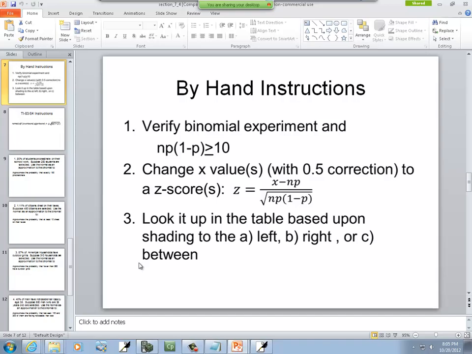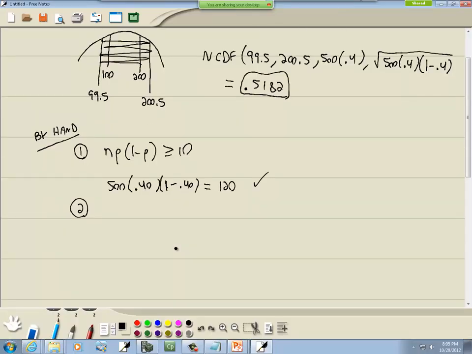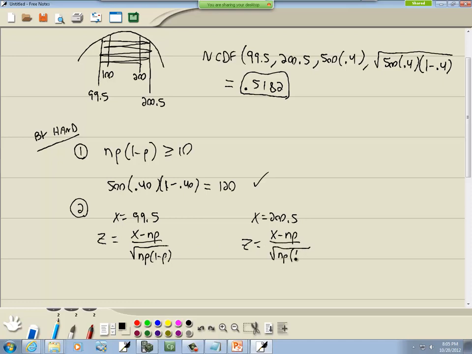Second step, change your x value with the correction to a z-score. Now in this particular one, we have two x values. So we have x is equal to 99.5, and we have x is equal to 200.5. We'll change them both to a z-score. So this will be, let me write my formula down first. Sorry about that. Z is equal to x minus n times p over the square root of n times p times 1 minus p. And this one same way. X minus np over square root of n times p times 1 minus p.